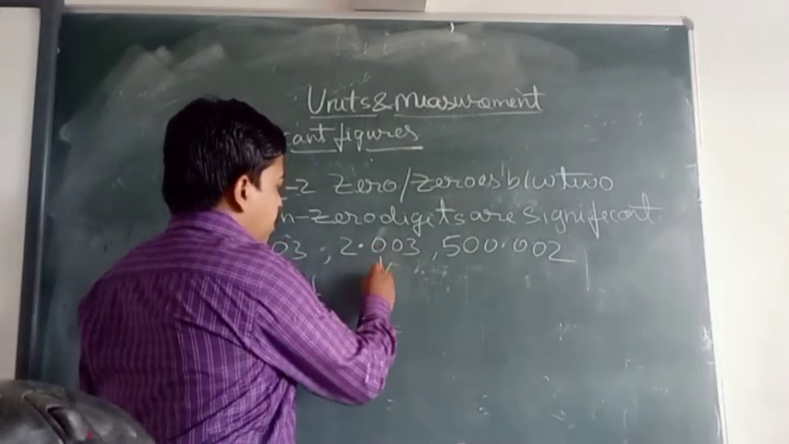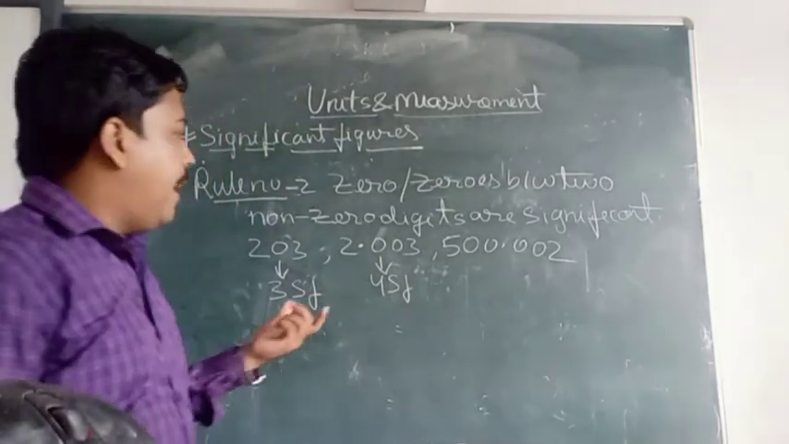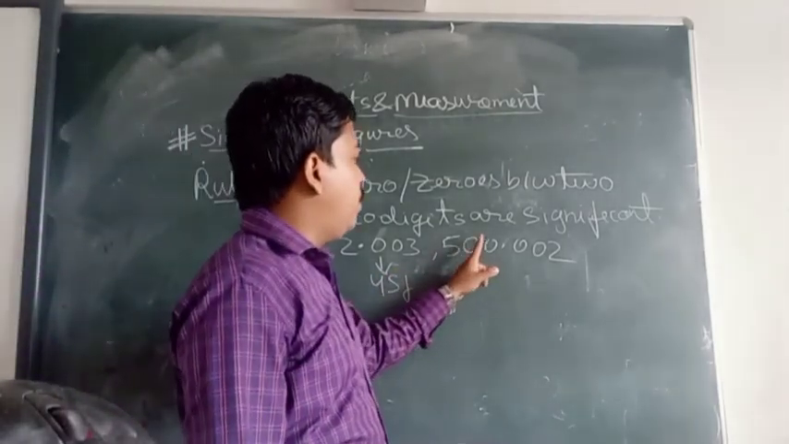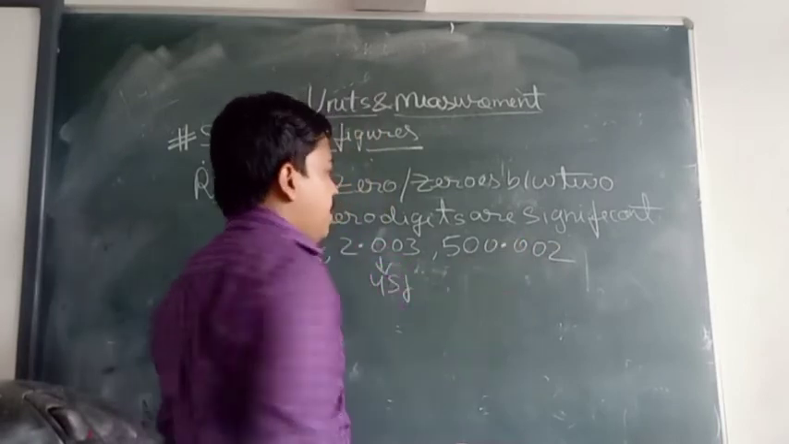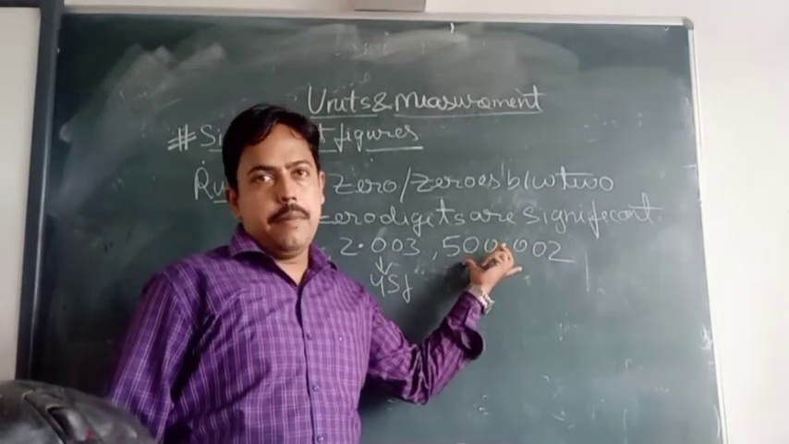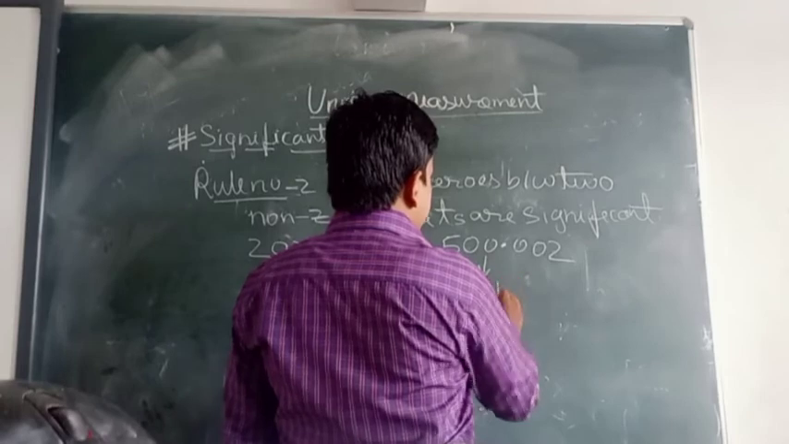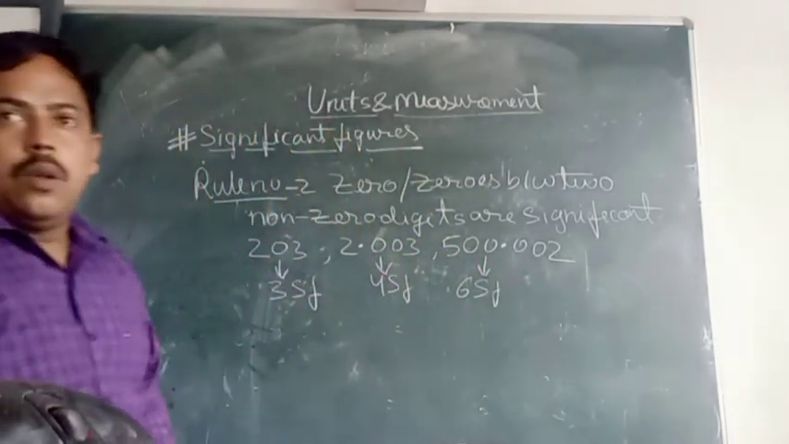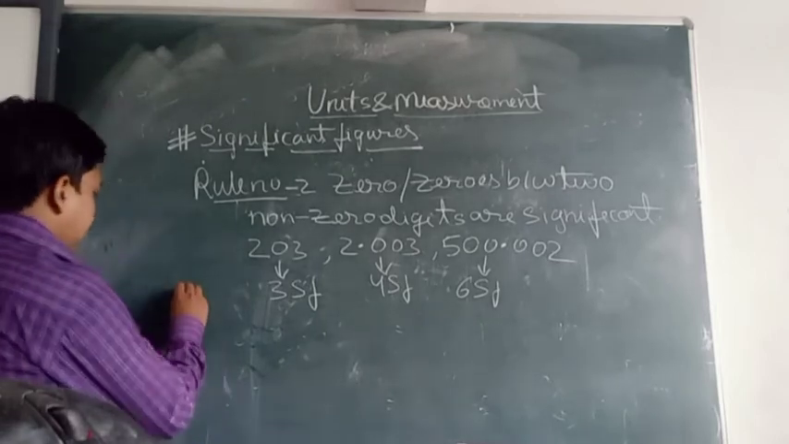1, 2, 3, 4. And here 1, 2, 3, 4, 5, 6. 6 significant figures. There is a decimal, but two non-zero digits are here and there are 4 zeros in between. So 6 significant figures. So rule number 2 is clear. Let's talk about rule number 3.